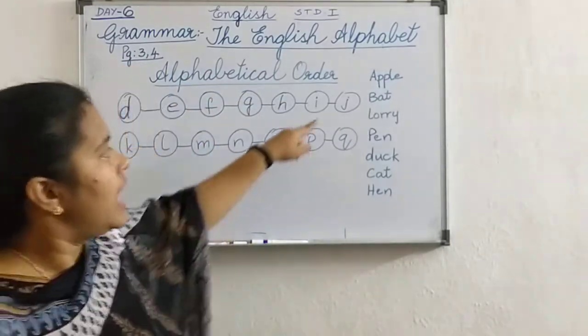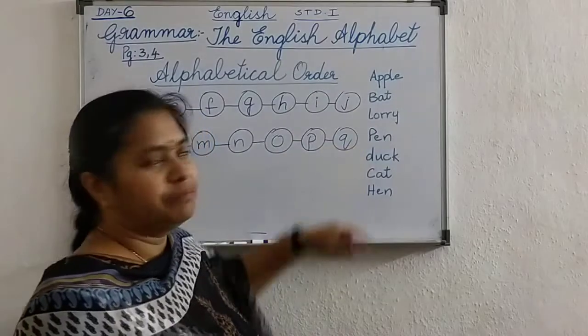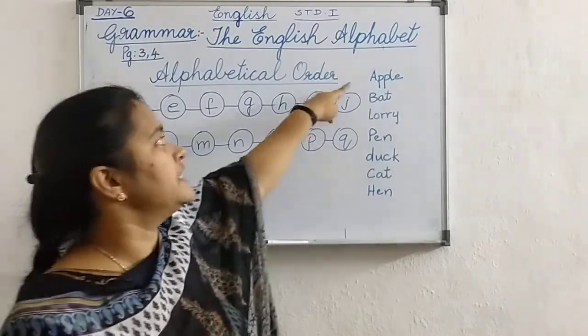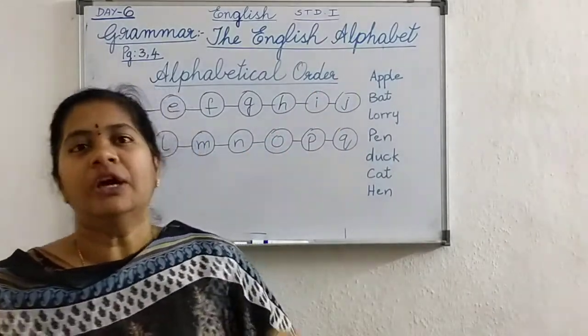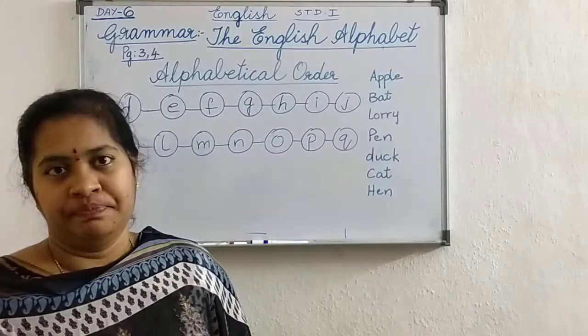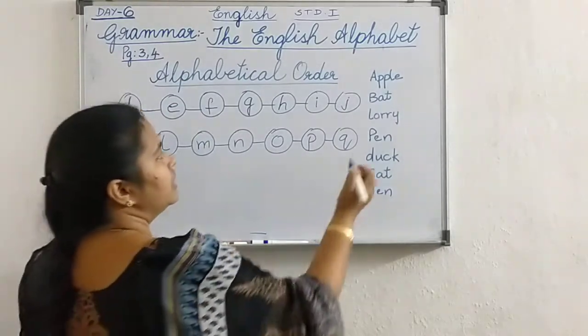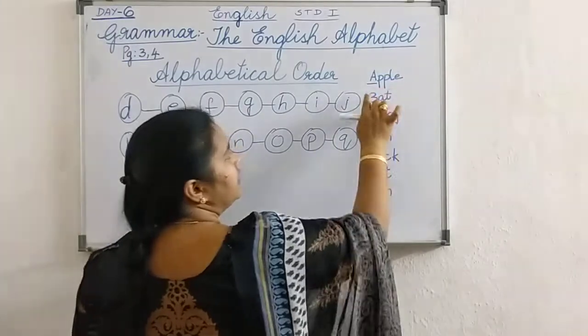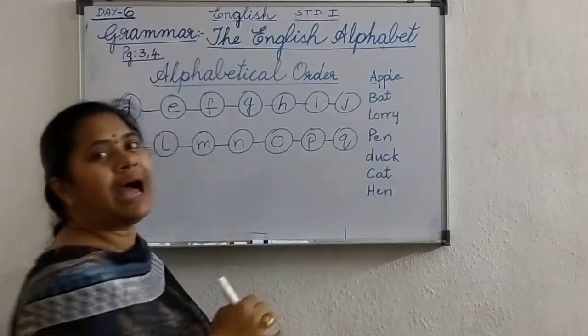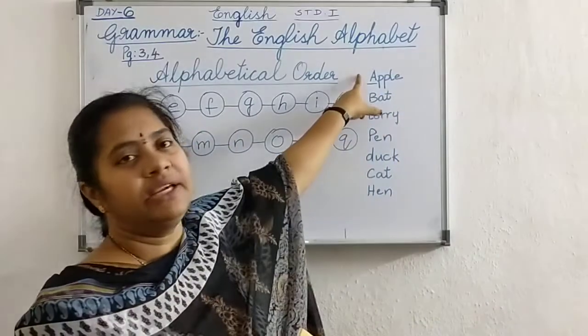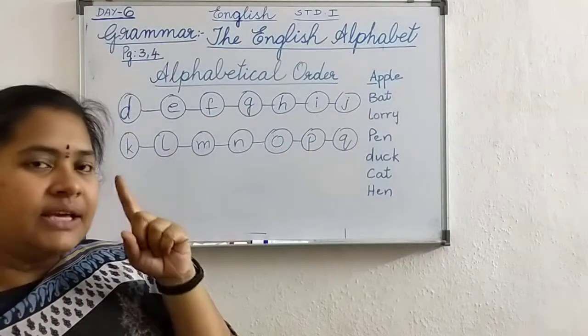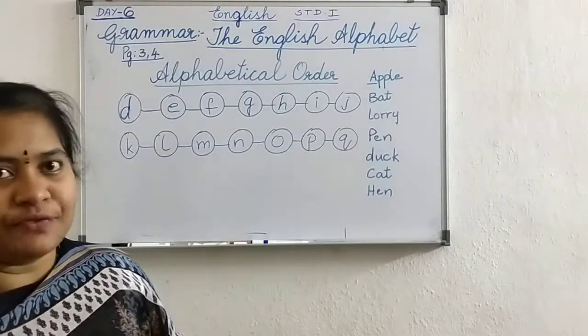Okay. Now here I have written some spellings. Yes or no? You have to check the first letter and tell me what number I have to give them. Okay. Now first, what is this first letter? I have written A-P-P-L-E, apple. So what is the first letter here? A. A comes first.